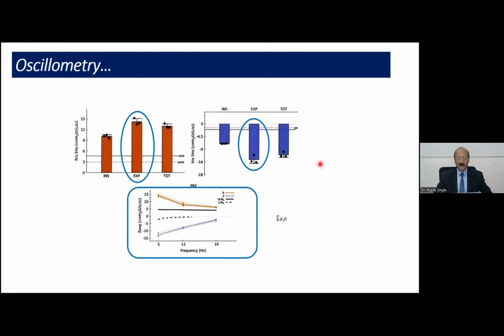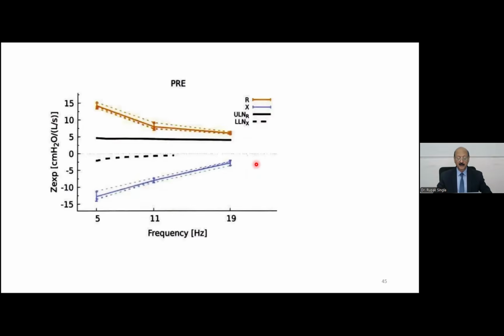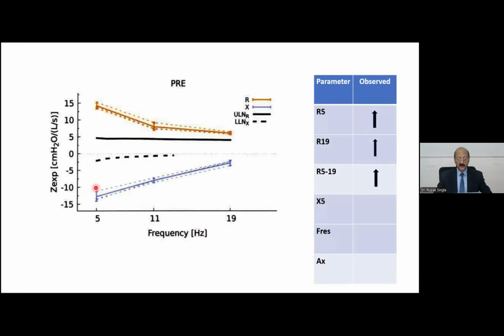And when the oscillometry was done, you see the R5 resistance is more than the upper limit of normal, so it is increased. X5 is lower than the lower limit of normal, that is again, it is more negative. And when you see the graph, you will find R5 is increased, R19 is increased, and the difference between 5 and 19 is also increased. When you see the reactance line, the X5 is more negative, F rest will be more, and the area of reactance will also be more.